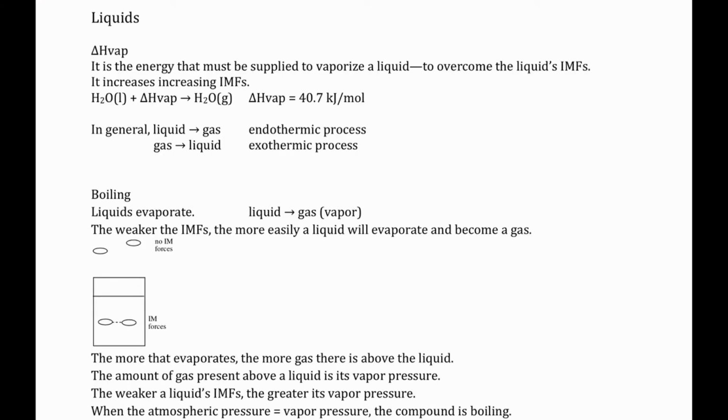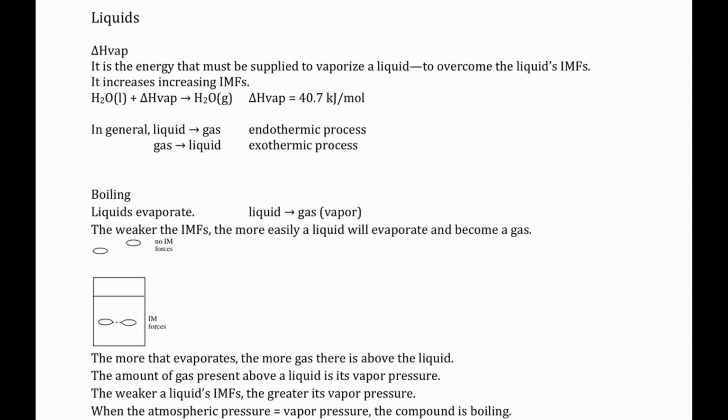So now we'll talk about liquids, and a lot of these properties of the liquids that we will talk about are due to the IMFs present. And from those properties we can get a sense of strengths of IMFs. Okay, delta H of vaporization. It is the energy that must be supplied to vaporize a liquid, to overcome the liquid's IMFs. It increases with increasing IMF strength.